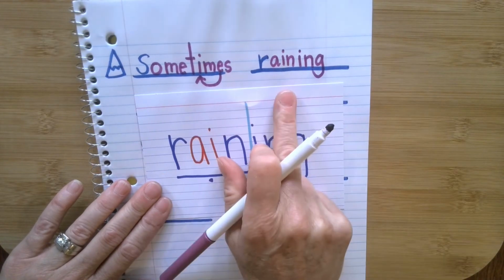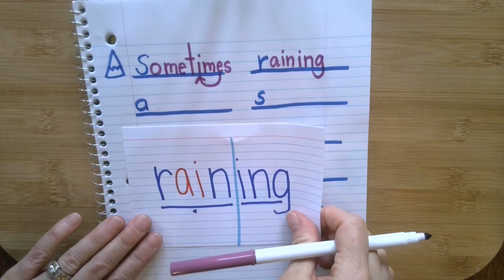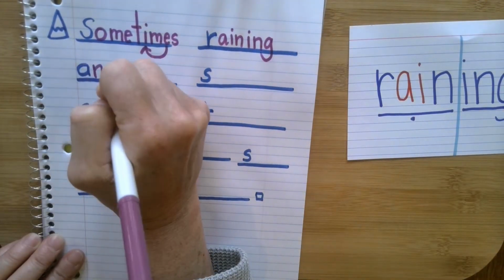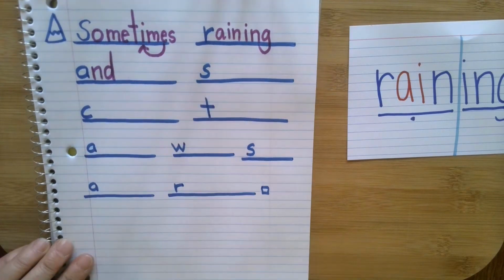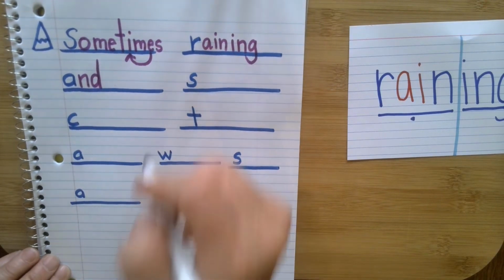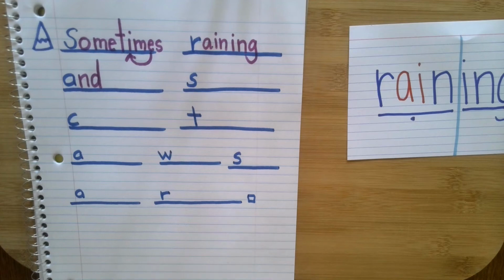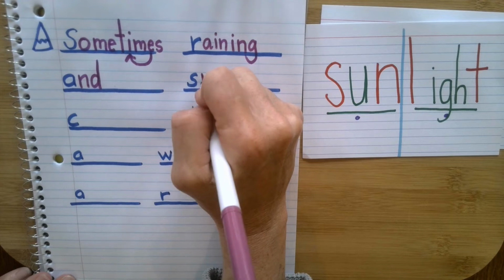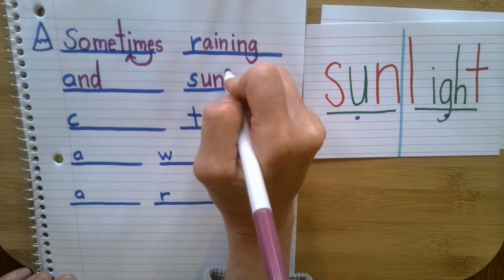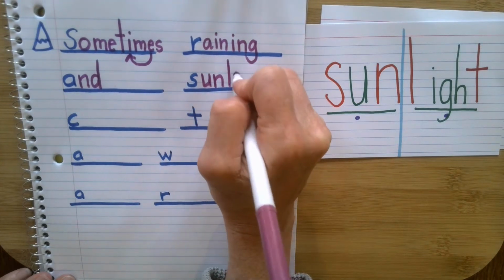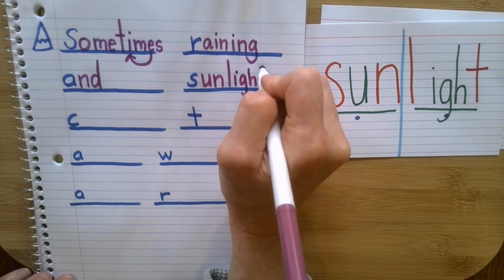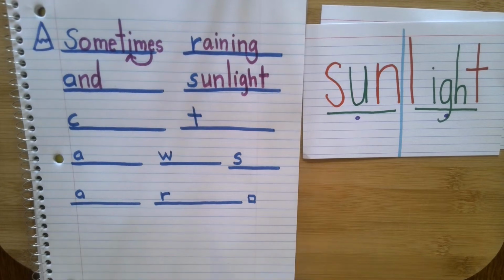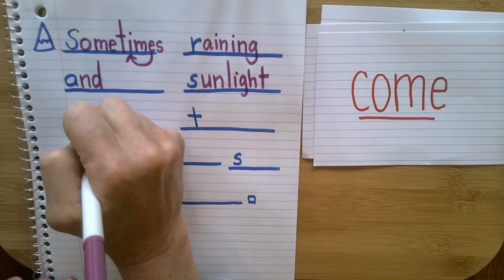Sometimes raining, and we can tap out a. You should also know that one by memory. Sometimes raining and sunlight, another spelling word this week. Sunlight, we can tap it out. Light. L-I-G-H. Sometimes raining and sunlight come, another spelling word, come, C-O-M-E.